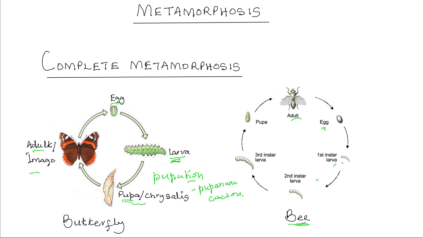third stage of the larva is transformed into the pupa. Then within the pupa, there's growth and development and transformation into the adult tissues. So that is complete metamorphosis. It takes place in insects such as houseflies, wasps, bees, butterflies, sawflies, moths, and mosquitoes.